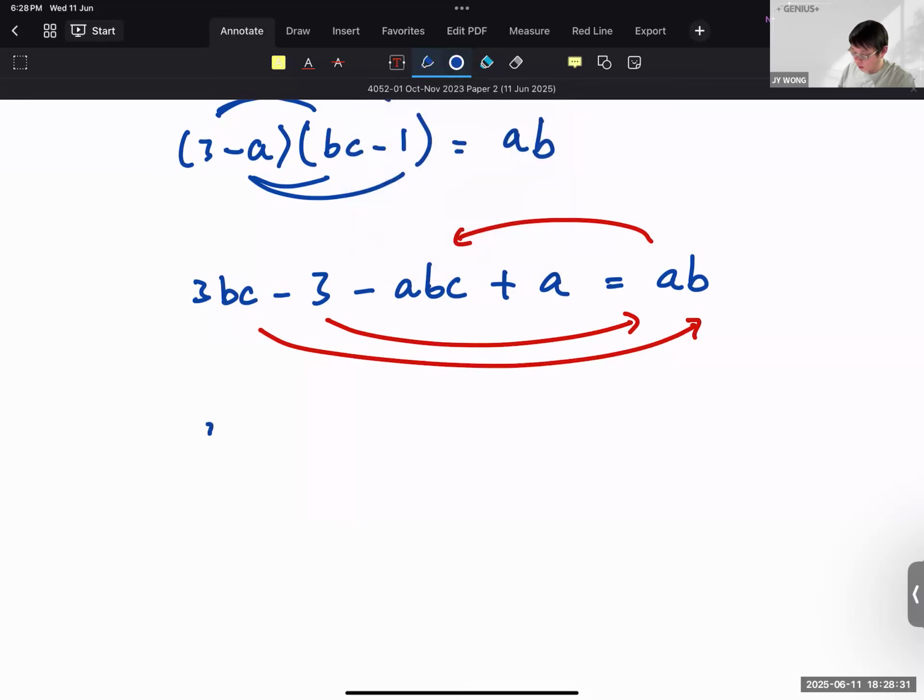So once you have that, you will have now A minus AB minus ABC is equal to, I bring the negative 3 over, it becomes positive. I bring the 3BC over, it becomes negative 3BC. Do not mix up your sign.